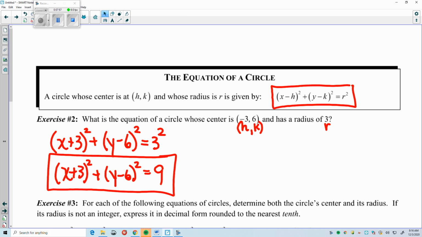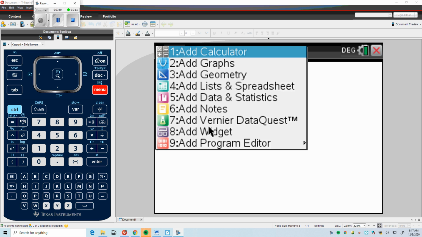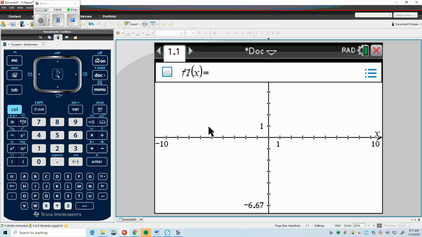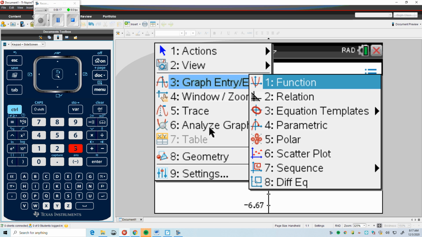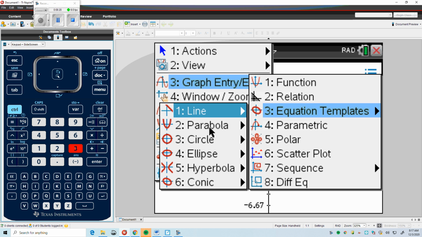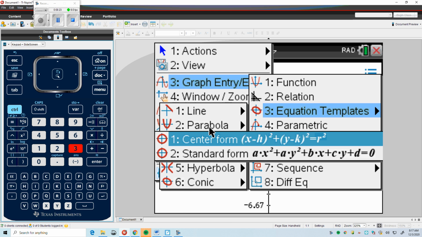Now, a nice little thing that we have on our calculator is we actually have a template that we could use. So if I wanted to add a graph, and then I go back to my menu button, and if I wanted to go to our graph entry edit number 3, and there's something called equation templates number 3. And since we were working with the circle, we're going again to number 3, and take a look at what they've given you. They actually give you that equation. So that's kind of a nice little cheater method. If you ever forget the formula, it's right there on your calculator. That's telling you what the formula is, and then you just have to remember h and k is your center point, and r is your radius.